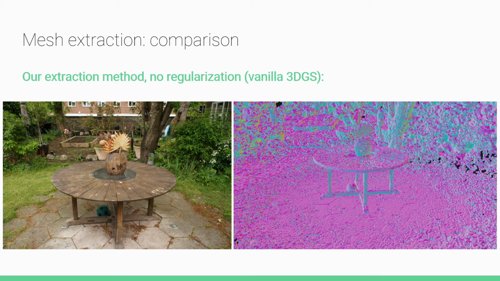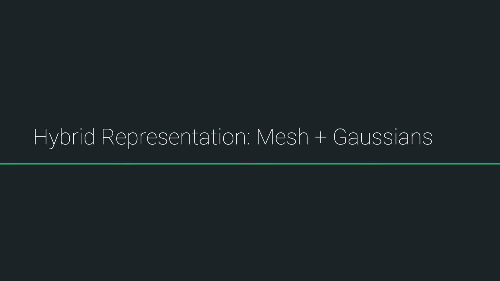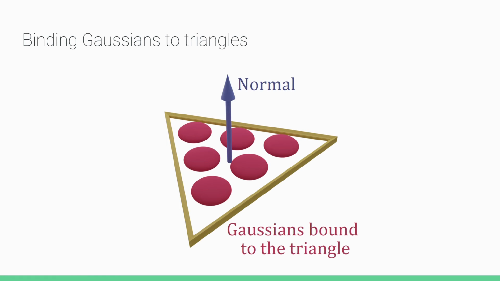Moreover, thanks to our regularization, our full method greatly reduces the noise on the surface and produces a much smoother mesh. After extracting a mesh, we can bind new Gaussians to it and render the meshes using very realistic Gaussian splatting rendering. We simply texture the triangles of the mesh with very thin Gaussians. The parameters of these Gaussians are refined in the coordinate space of the triangle, so that they are automatically adjusted when editing or animating the mesh.